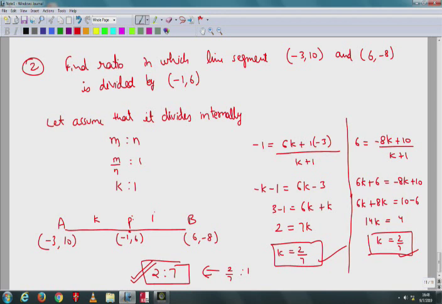Is this clear to all of you? How we can find the ratio? Always assume the ratio to be k ratio 1 and then use the section formula again.